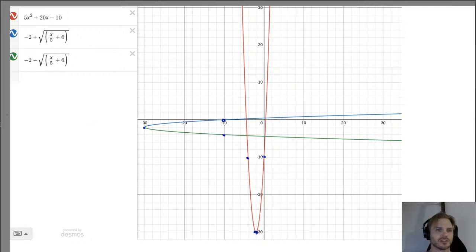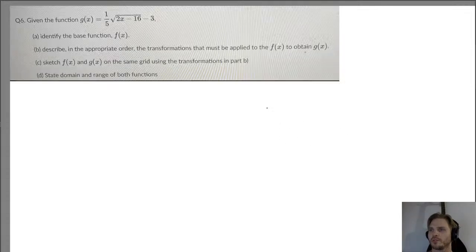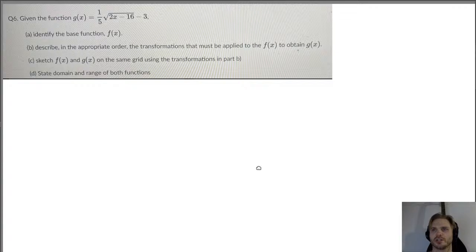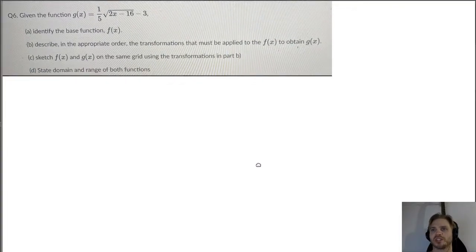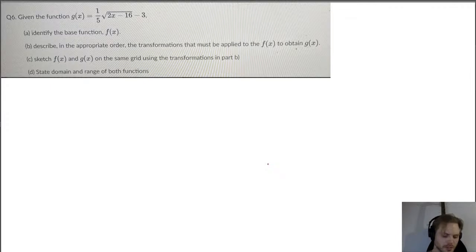Right, here comes our next one. Okay, so given this function, identify the base function. Okay, cool. For me, this is, oh, my calibration got all messed up in the middle of the last one. I didn't even notice it. All right, there it is.